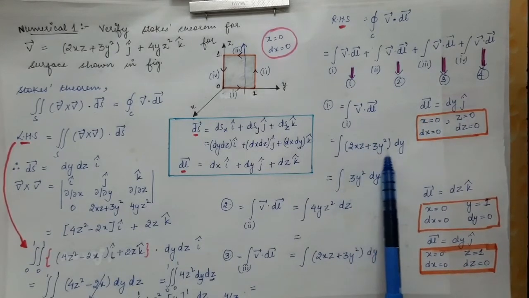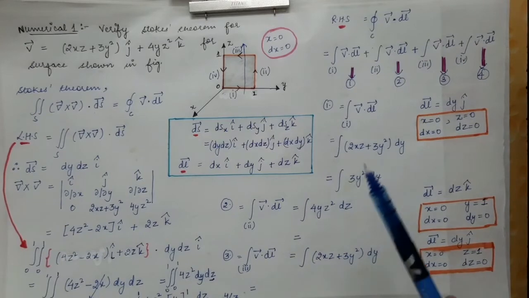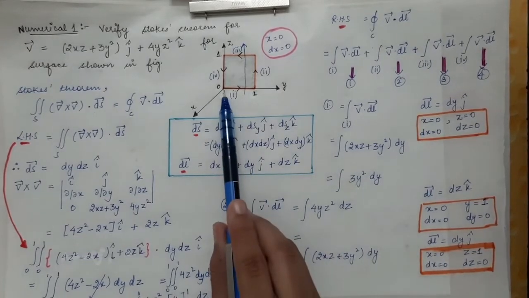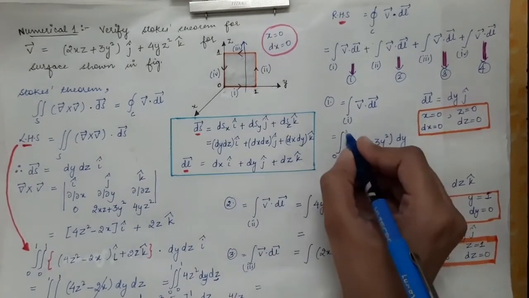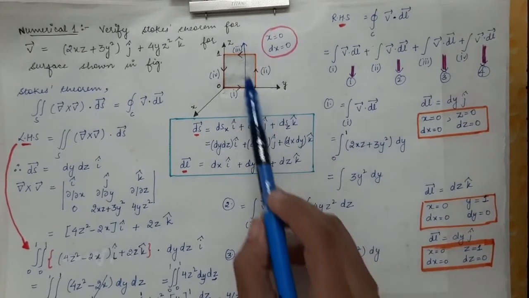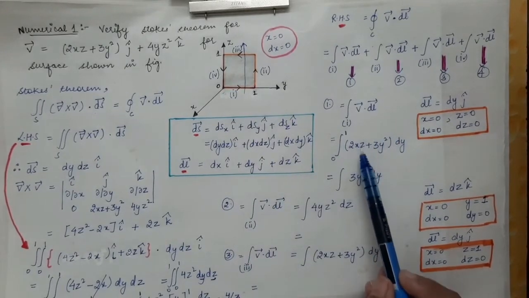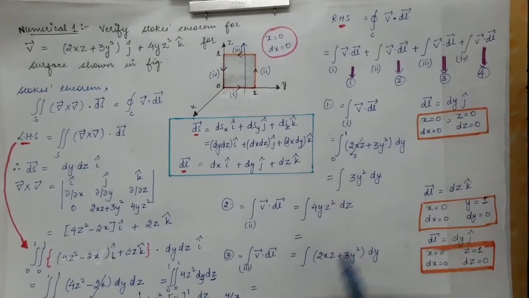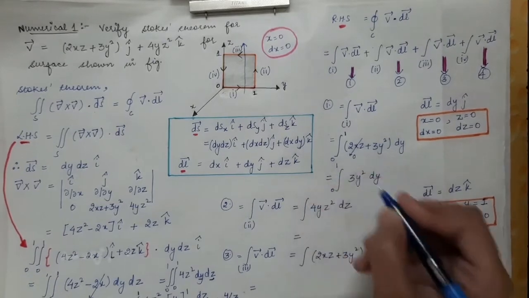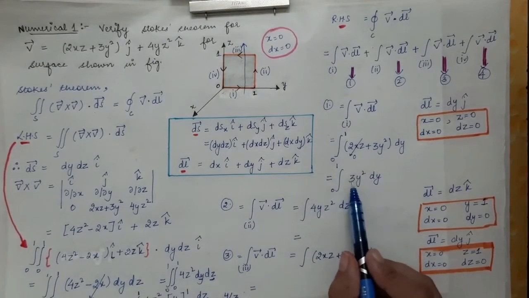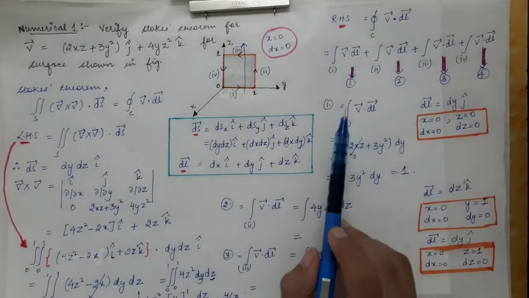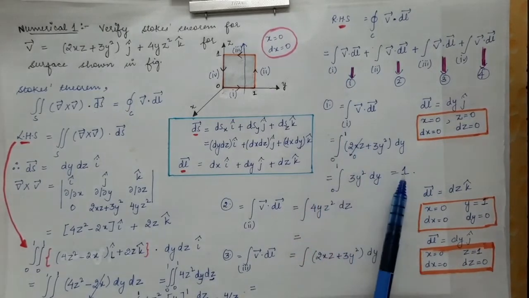So this integral has the dy variable. As you can see here, y varies from 0 to 1, so the limits of y will be from 0 to 1. Now in this integral, x is equal to 0, because on all the points on the surface x is always equal to 0. So this term will be equal to 0. So this integral will be 3y square dy, with y from 0 to 1. Now when you evaluate this integral, you will get 3y cube divided by 3, and that will be equal to 1. So the line integral of the vector field over the first path is equal to 1.